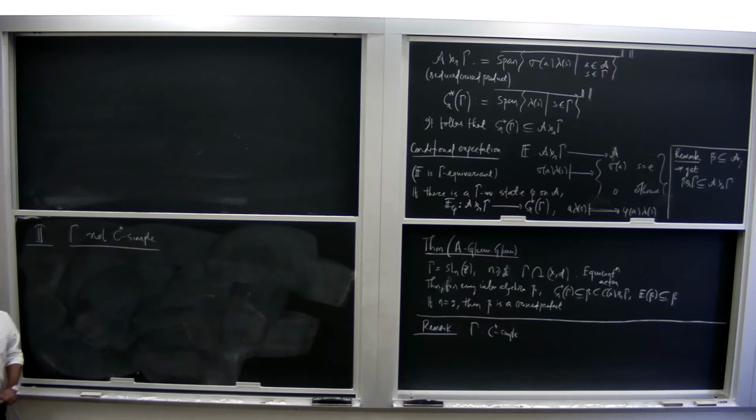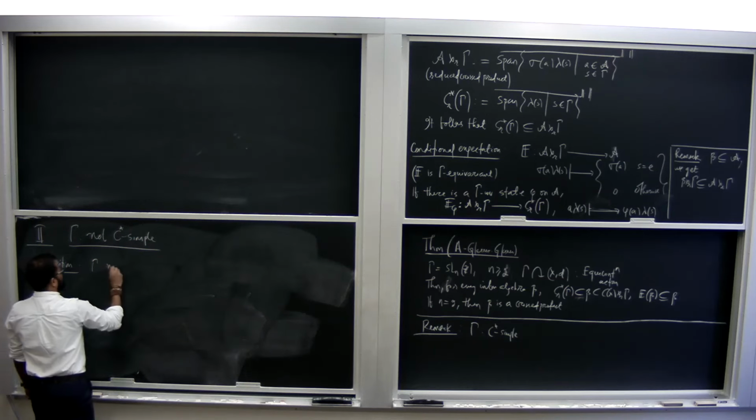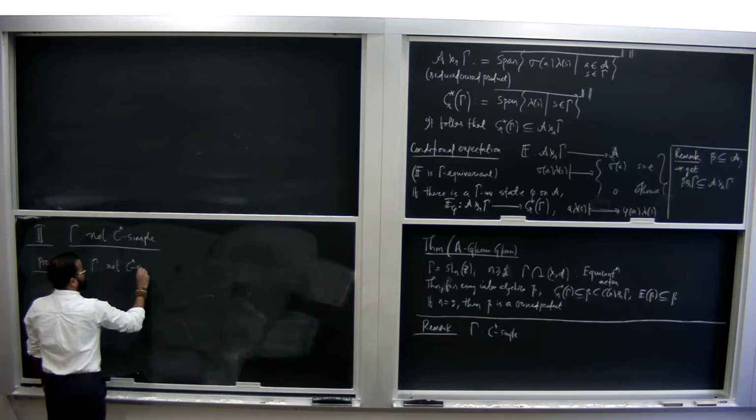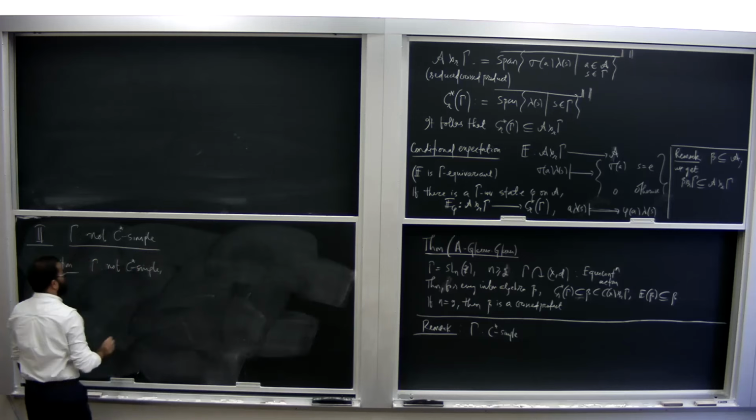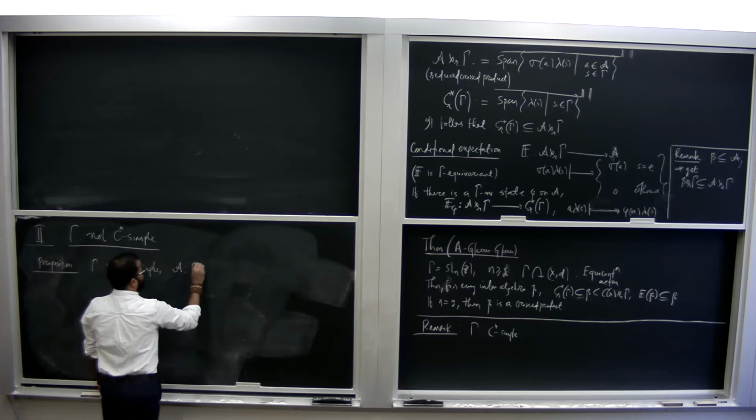And gamma is not C-star simple. In this case, we see that the results are very different to the ones that we have. So I start with the following proposition. Gamma is not C-star simple, and A is a gamma C-star algebra.